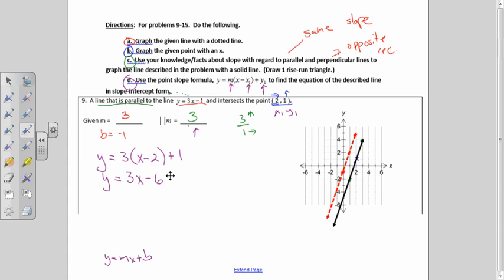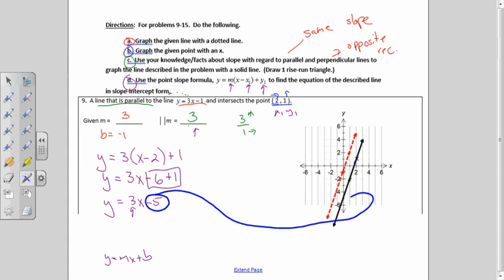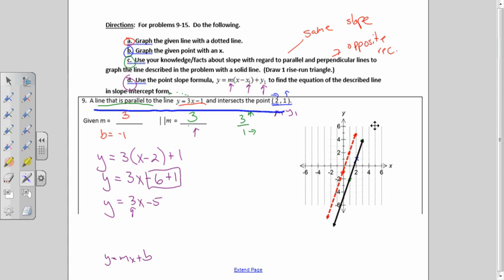3x minus 6 plus 1, and collect like terms. So y equals 3x, and then I will collect these like terms and get negative 5. So this is the equation of the line asked for in D. And we notice that it has the same slope as the one I started with. And also, if you notice here, the y-intercept matches the line I graphed, which should be expected, because over here is just the equation of what I've graphed over here, which is described here.